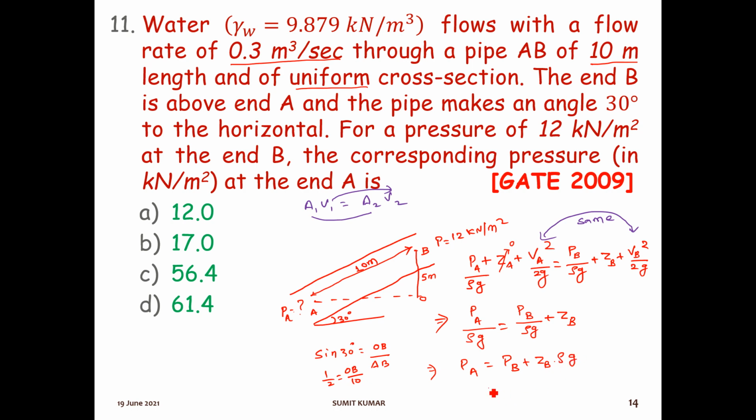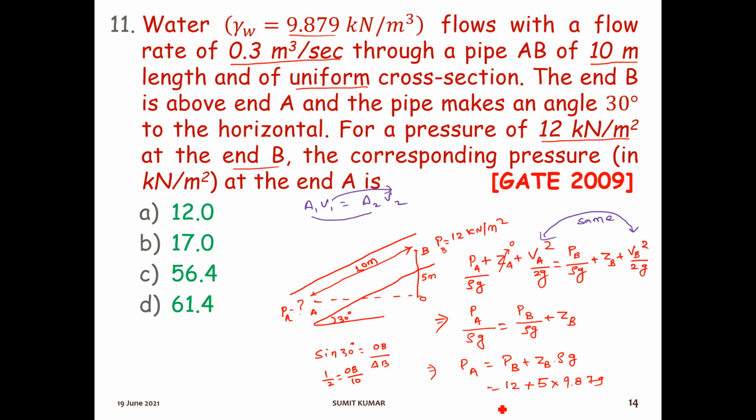Here PB is given in the question, that is 12 kilonewton per meter square at the end B. So here this is 12 plus ZB. What is the elevation of B with respect to this datum? We have already calculated, this is 5, and rho G. Rho G is what? This is the unit weight of water, that is, mass density into G. So it is the unit weight of water, that is 9.879.